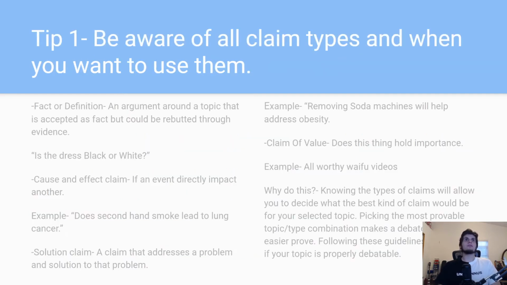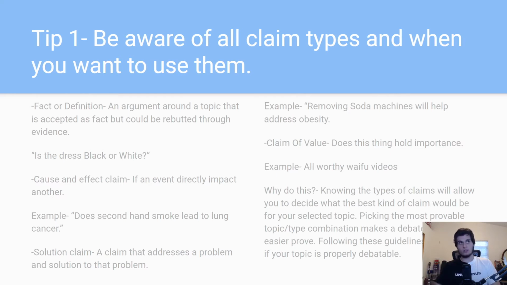So the first tip I have for all of you to make the best possible claim is to be aware of all claim types and when you should use them. Your claim type is basically deciding the context in which you're arguing. Knowing what type of argument you're making is just you being an informed debater and having complete control of your entire argument, because the types I'm about to tell you also dictate what type of evidence you'll be defending with. So having knowledge of what type of claim you're aiming to create, and why, is really important, because you can't just blindly create a claim without knowing what type it is, or else you're not going to know what you're doing.